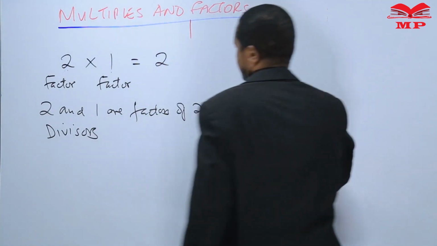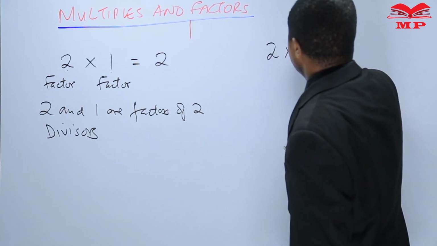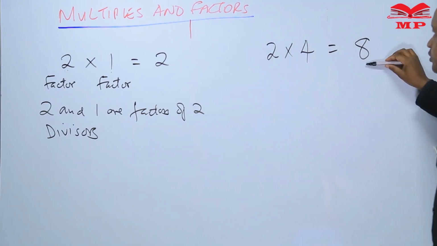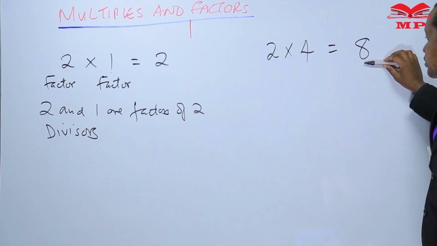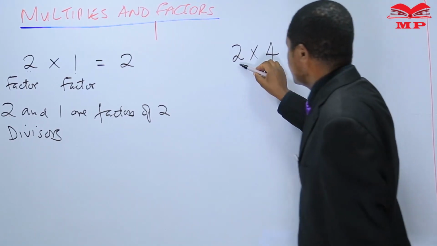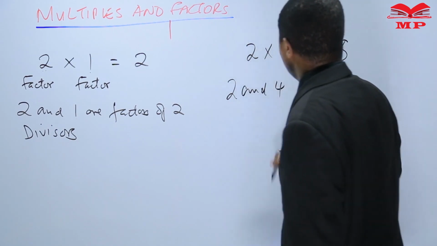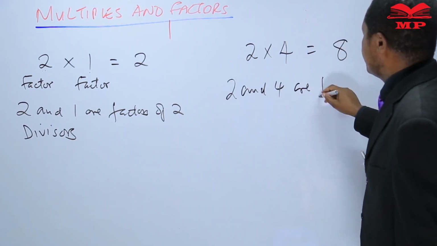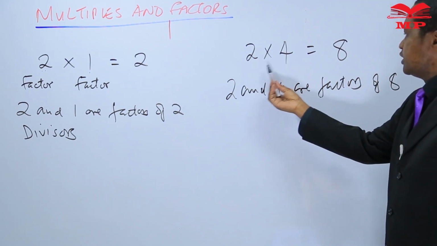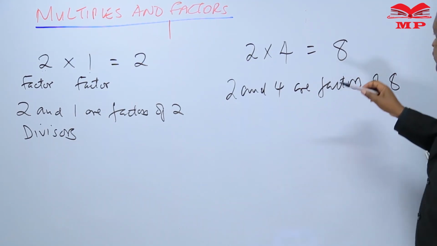We can come here and take another example. 2 times 4 is equal to 8. Now this 8 we have seen is a multiple. It's called a multiple, but this 2 here is a factor. So 2 and 4 are factors of 8. 2 and 4 are factors or divisors of 8.